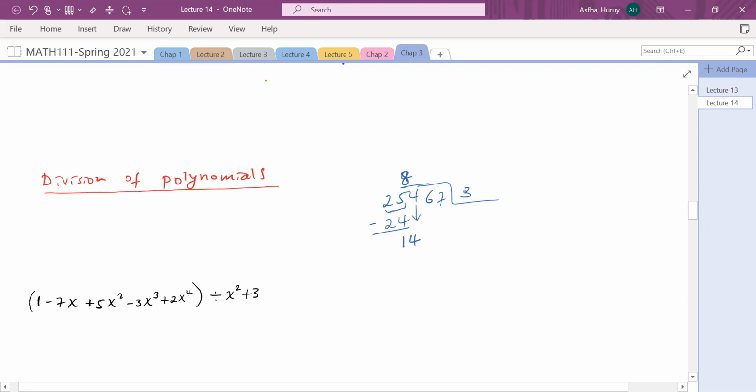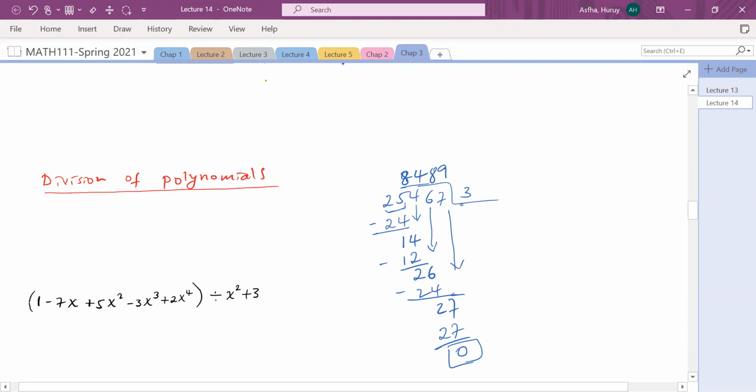We bring this one down, 14. 14 divided by 3 is 4. 4 times 3 is 12. And then we have 2. Then we bring this one down, 26. Again, 8. 8 times 3 is 24. Then we subtract. This is 2. And we bring this one down, 27. And this is 9. Oh, we picked a perfect number. And this is 27, and the remainder is 0.